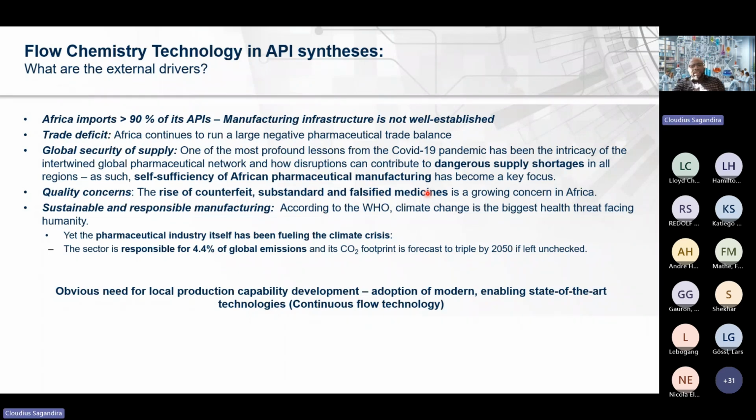And for sure, there's an obvious need to develop local production capabilities within the continent. However, it doesn't make sense to develop these technologies or to localize production by replicating what is being used in other, developed countries, because we become uncompetitive. So the adoption of modern technologies that can enable us to produce APIs at competitive prices with good quality is the way to actually solve our problem.